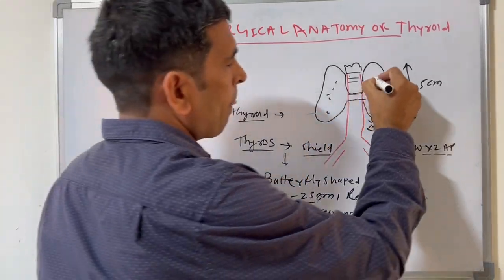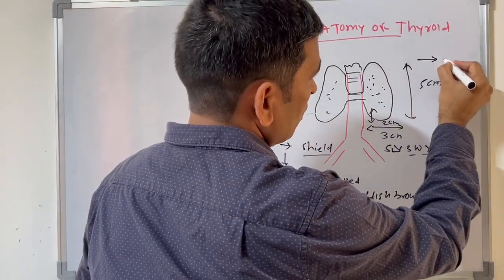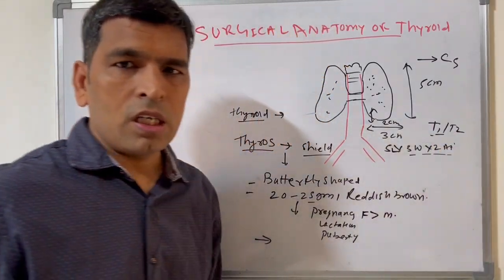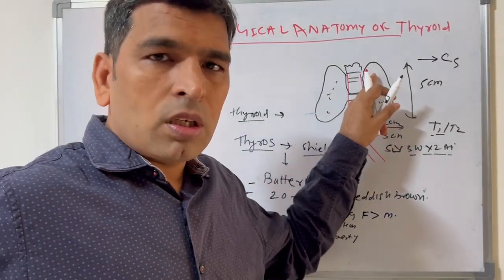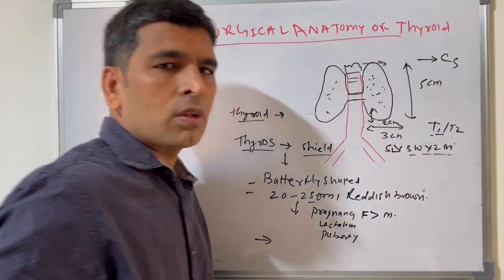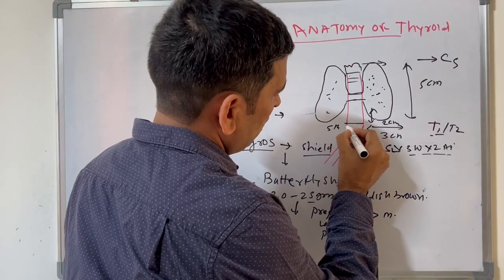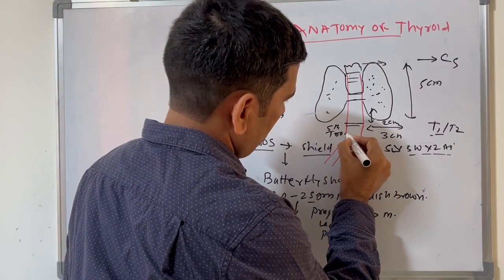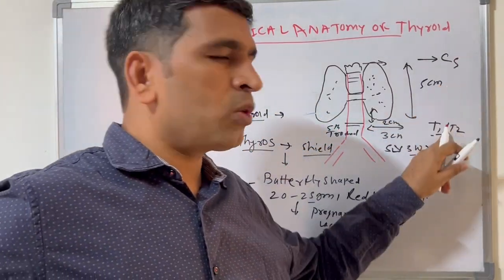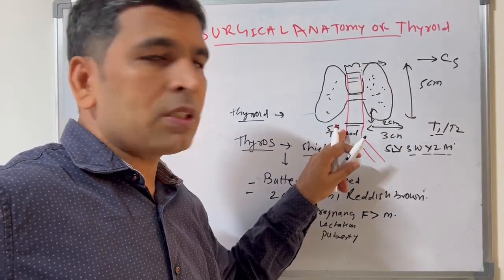Now comes the thyroid extent. This thyroid extends from vertebral level C5 to T1 or T2, normally up to the T1 level. At the tracheal or laryngeal level, it extends from the mid level of the thyroid cartilage up to the fifth tracheal ring.